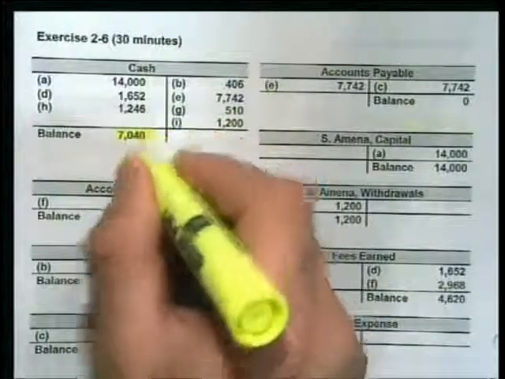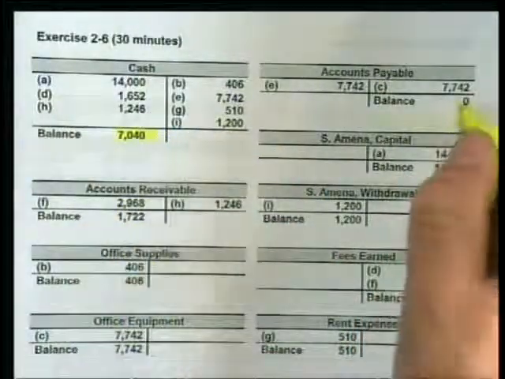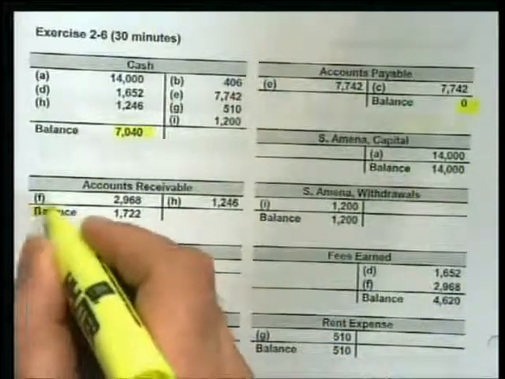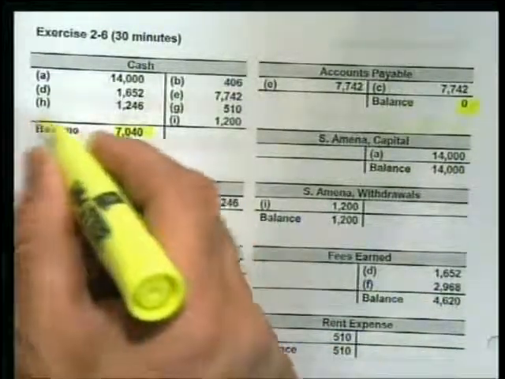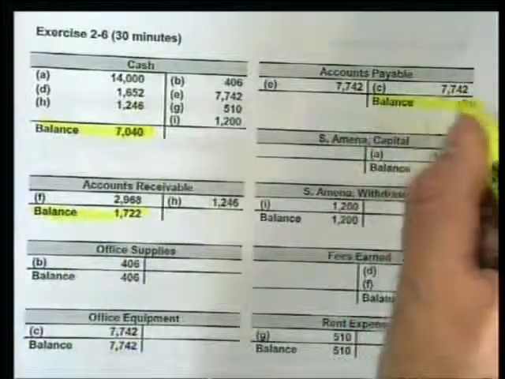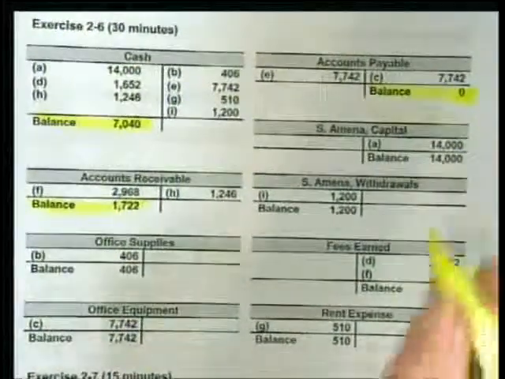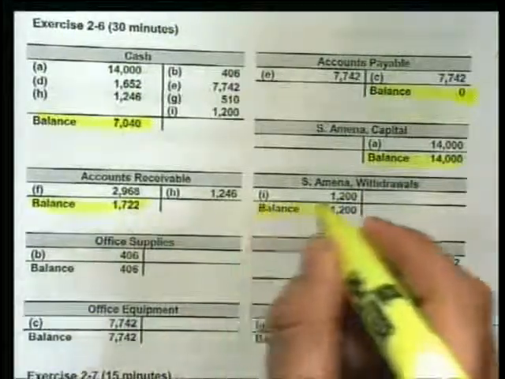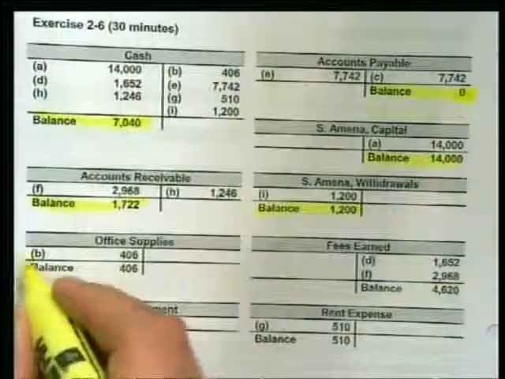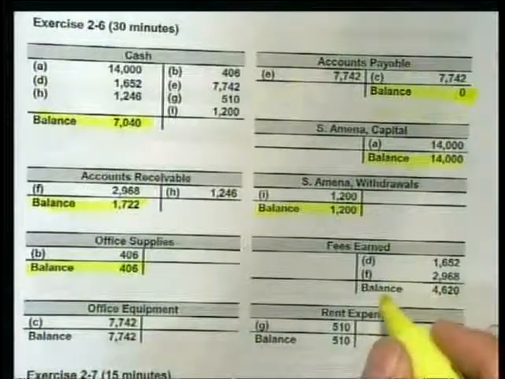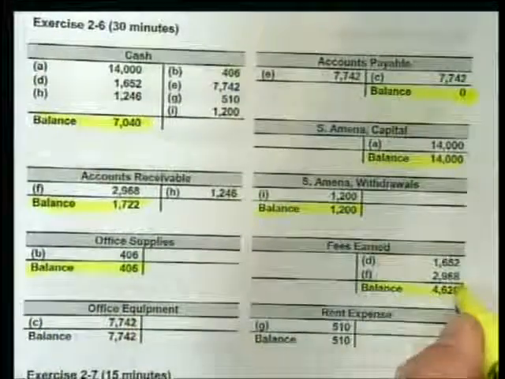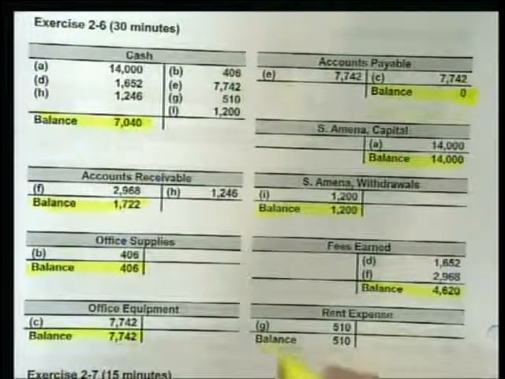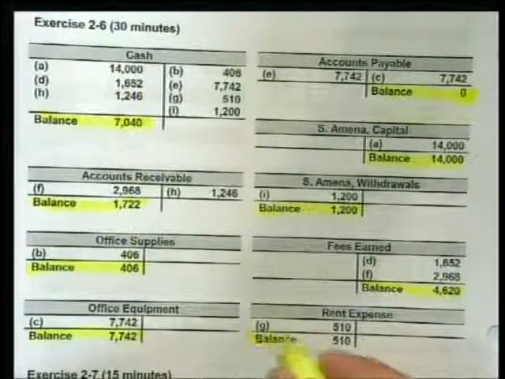The ending balance of cash is 7040. Ending balance of AP is 0. The ending balance of accounts receivable is 1722. Ending balance of capital is 14,000. Ending balance of withdrawals is 1,200. Ending balance of supplies is 406. Ending balance of fees earned or revenue, 4620. Ending balance of office equipment is 7742. Ending balance of rent expense is 510.